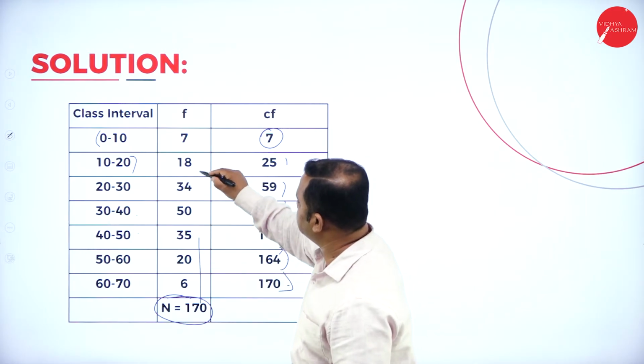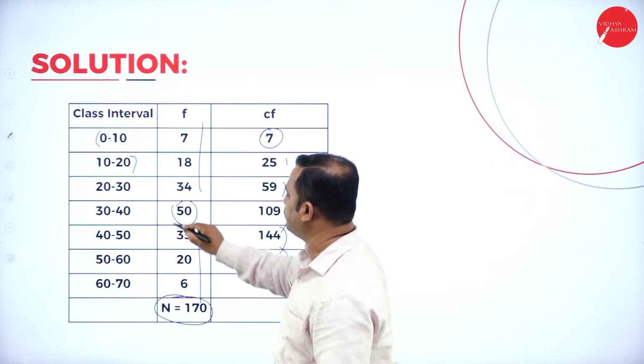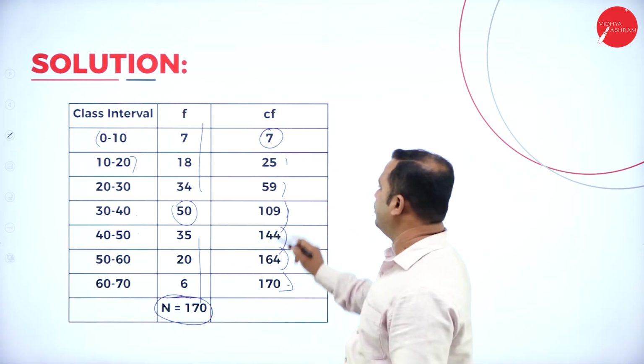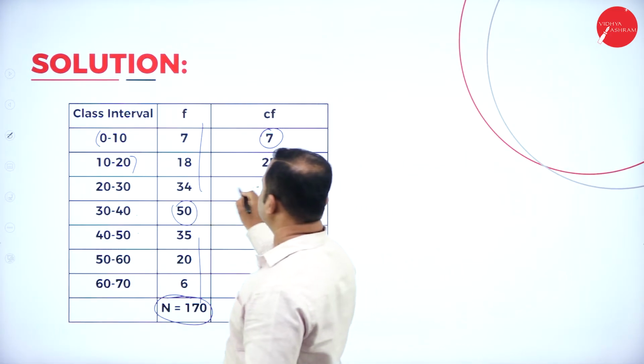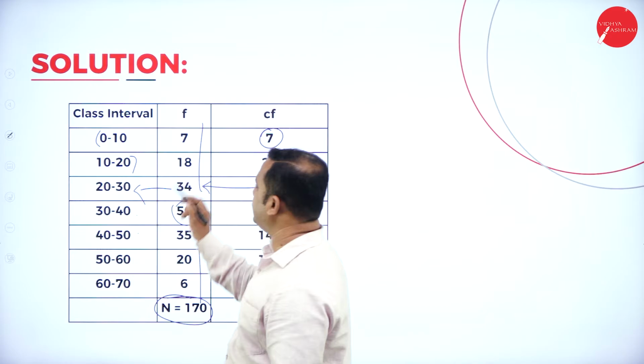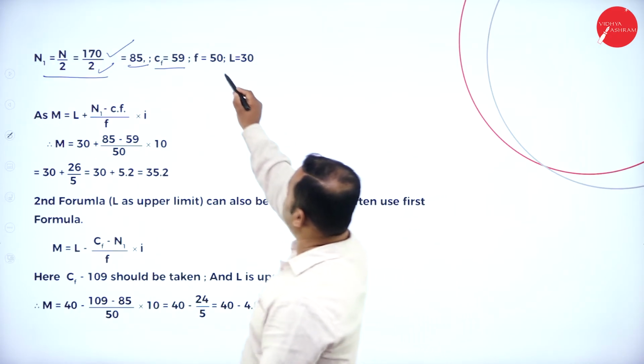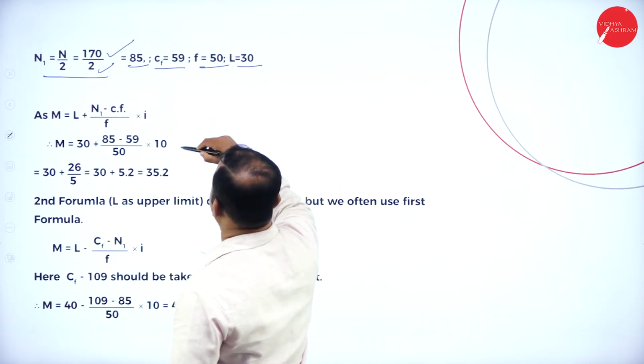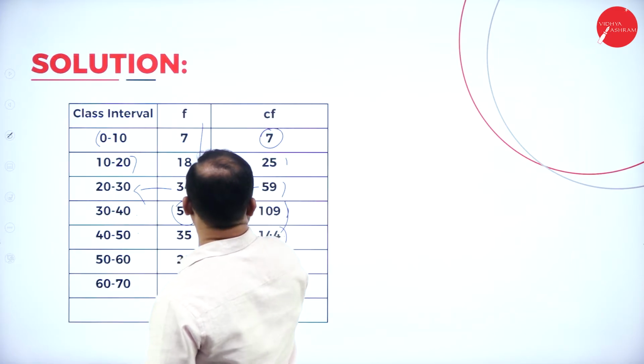For the items between this and this, we will get the range. 59 comes in which range? That is the class with 34 items, 20 to 30. We have the values like this. So what is the lower limit? It is 20 and 30, that is this term.